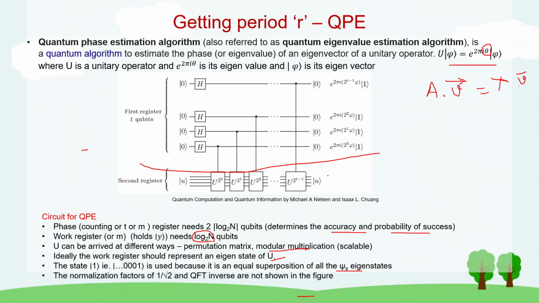In this circuit, I didn't show the normalizing factor 1 by square root of n. And then you also need to do QFT inverse here. Why should you do QFT inverse? It's because all this will become Fourier basis, meaning the phase angle effect will be here, but you need to convert it back to the measurement basis, that is, in terms of 0 or 1. That is what is done by QFT inverse.